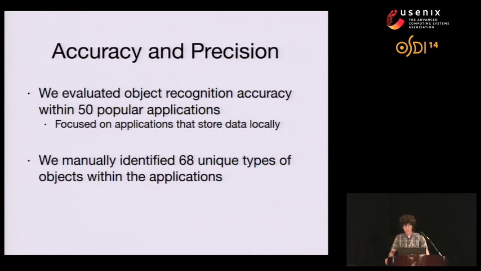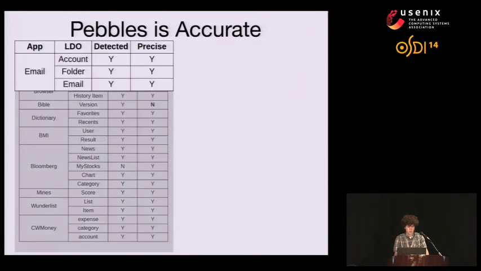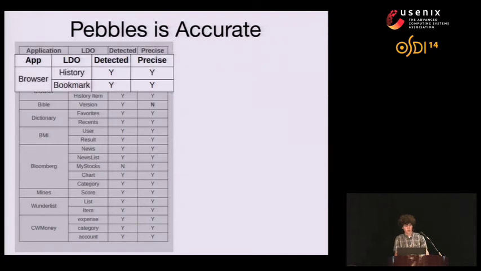We selected 50 applications that store data on the device and manually identified 68 unique object types by examining each of the applications and looking for user-recognizable objects. Pebbles identifies most of these objects correctly, many of which are not included on this slide. In the default email application, Pebbles correctly identifies emails, folders, and accounts. In the browser, Pebbles identifies bookmarks and history items.